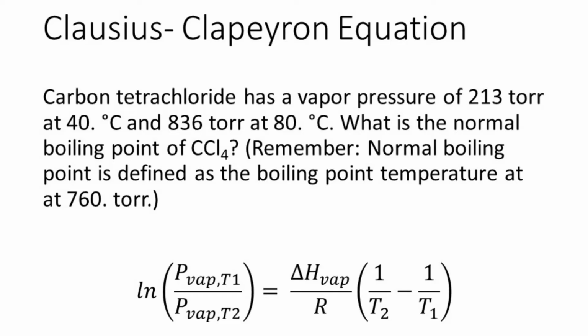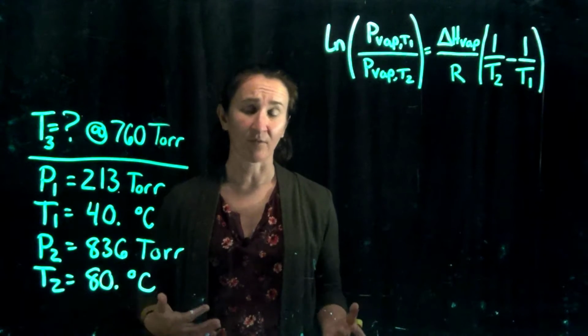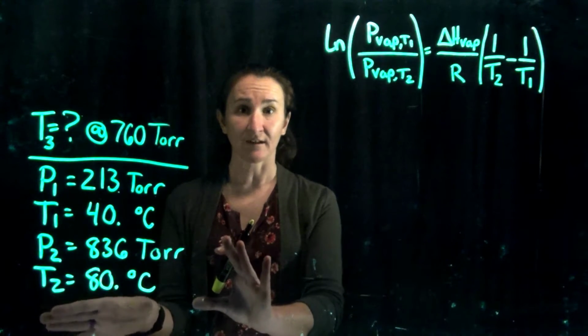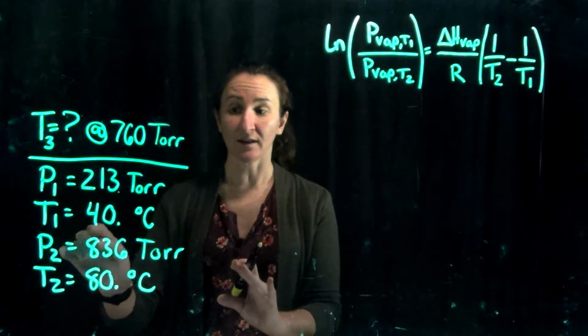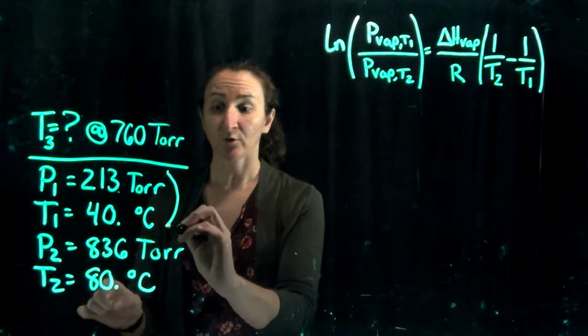For one, it requires us to know that the normal boiling point is defined as the boiling temperature at 760 torr. So to start this problem, you do it like any other problem that you might do in chemistry. You start by defining your variables. I have done this here, where I've defined P1 as 213 torr, and then T1 is the temperature at which that 213 was achieved. So they are grouped together.